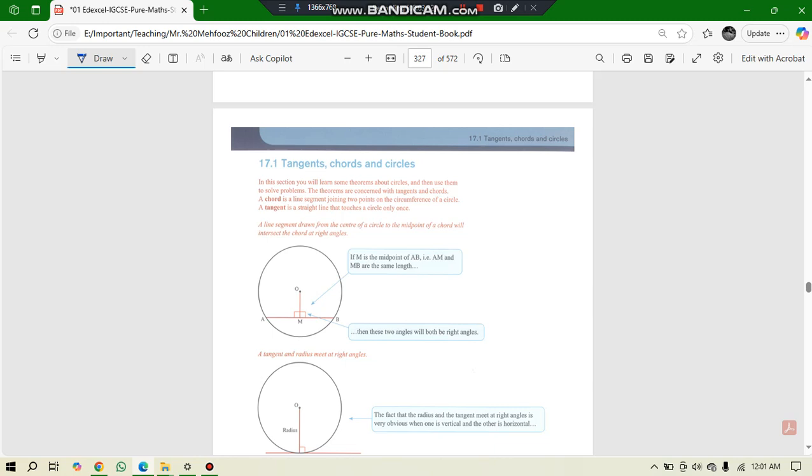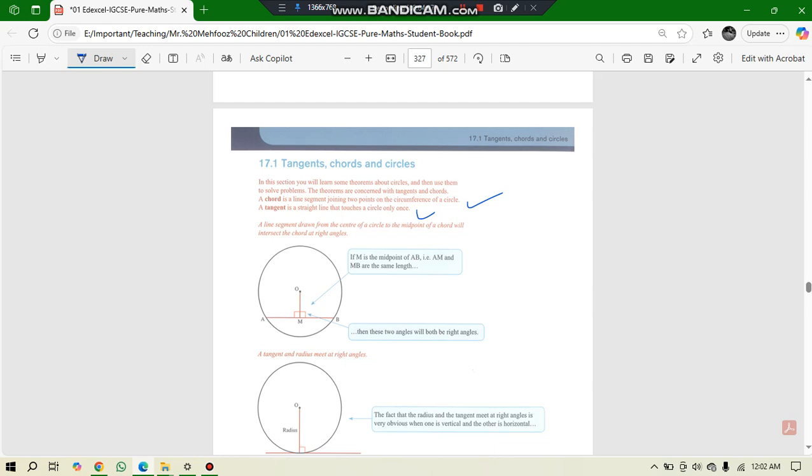A chord is a line segment joining 2 points on the circumference of a circle. Simple, which we have learned in the starter activity. And a tangent is a straight line that touches a circle only once. That also we have studied in the starter activity. So the first theorem is that a line segment drawn from the center of the circle to the midpoint of a chord, right? To the midpoint of a chord.